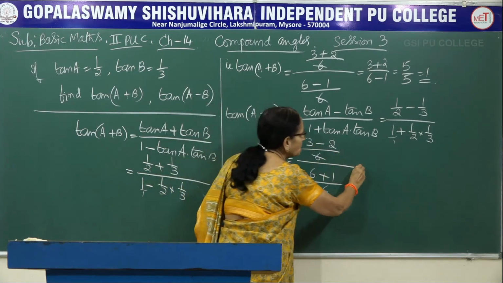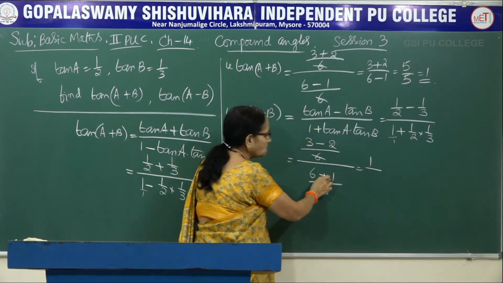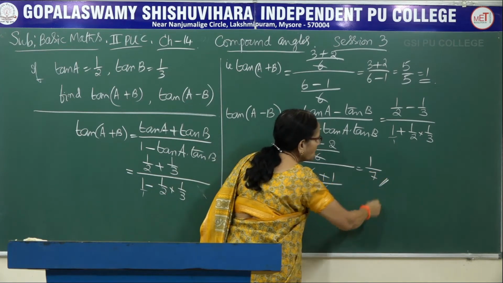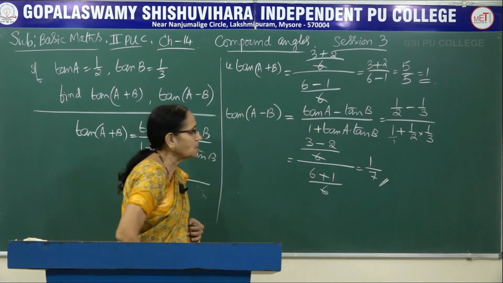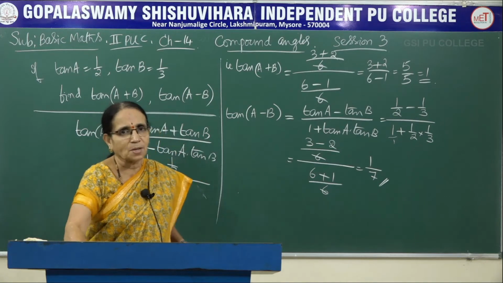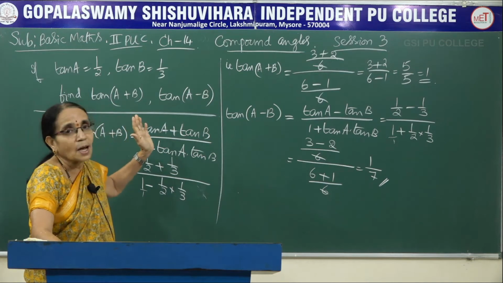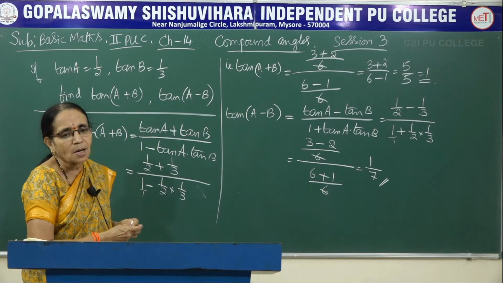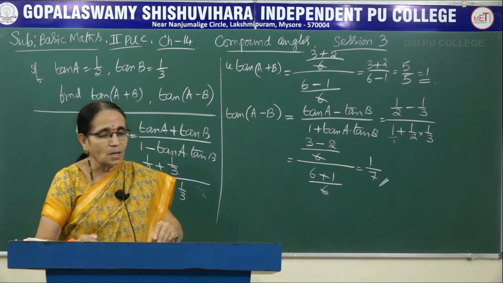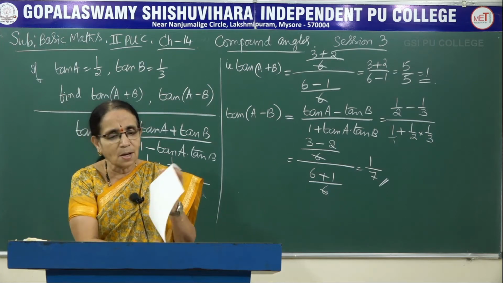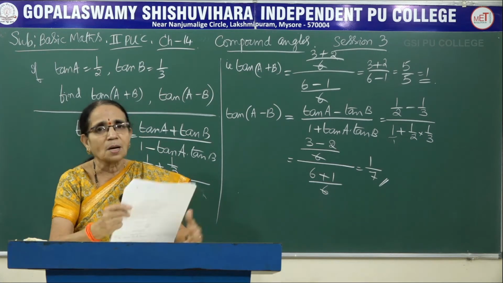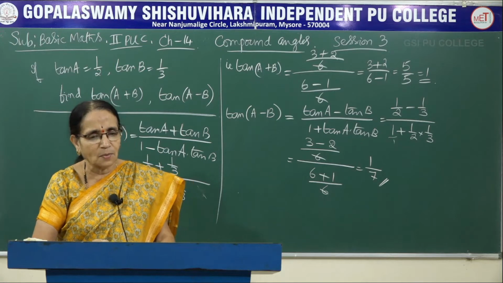What is 3 minus 2? That is 1. What is 6 plus 1? That is 7. Hence, the value of tan of A minus B is equal to 1 by 7. So it is a direct application of the formula because the values of tan A and tan B have been given to us. So the value of tan of A plus B is 1 and of tan of A minus B is equal to 1 by 7.